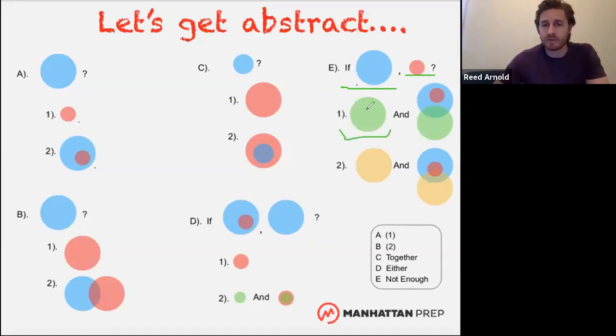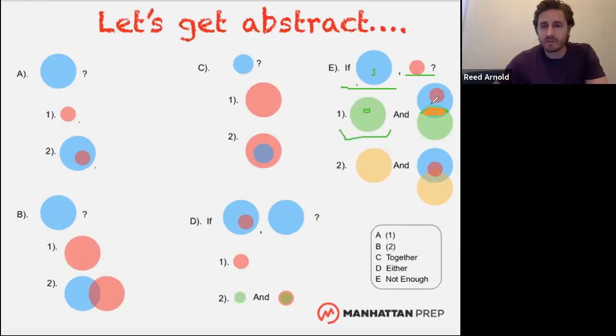This statement one tells me I'm in a green circle, and the green and the blue circle intersect like this. Well, since I'm in a green circle and I'm in a blue circle, I must be here in this intersection. I need a different color so it's a little bit cleaner here. I must be in this intersection of green and blue here in the middle.